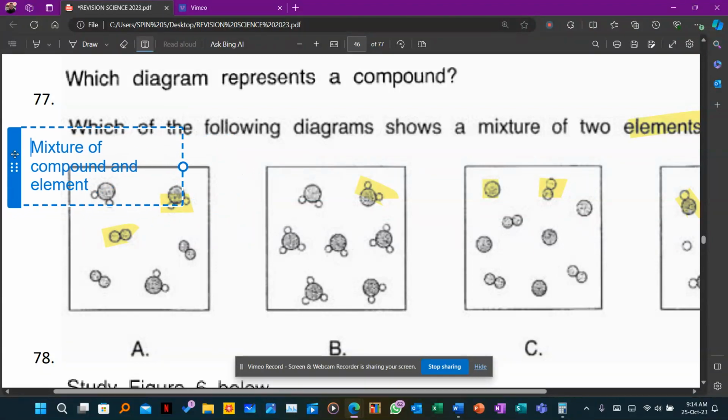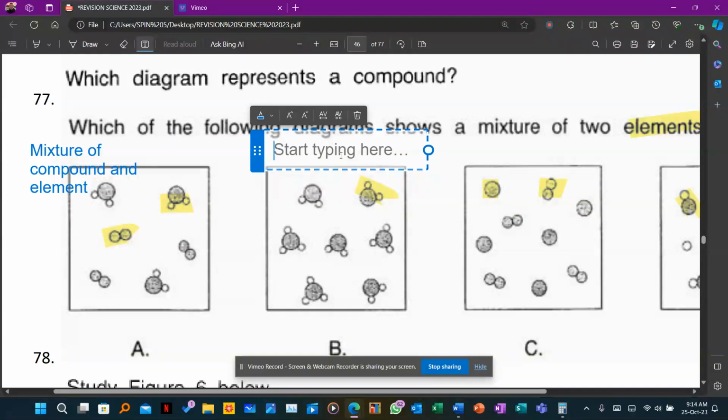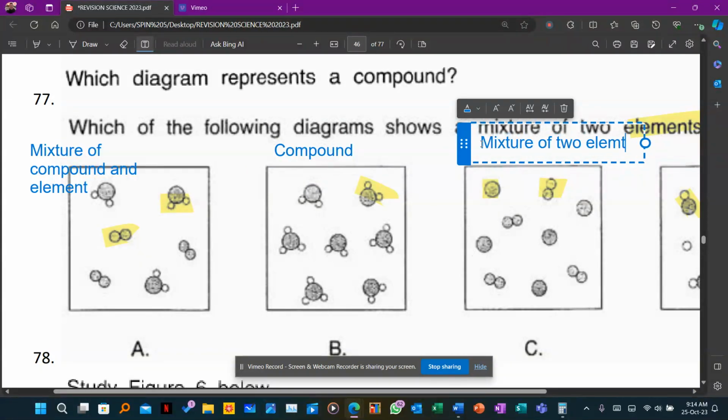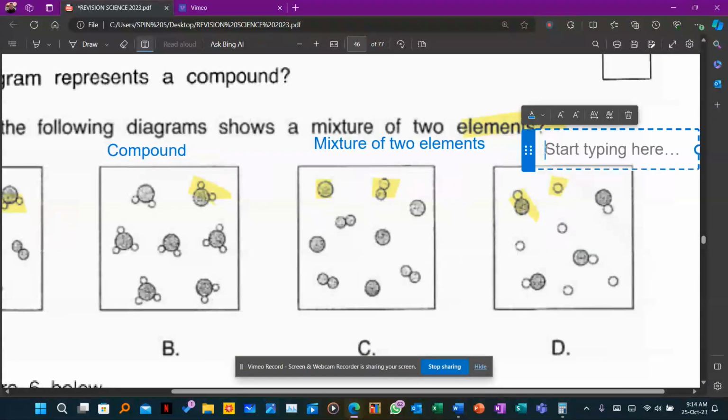So this one you can see it is a compound only. This one you can see a mixture of two element, and then the one at the end is mixture of element and compound.